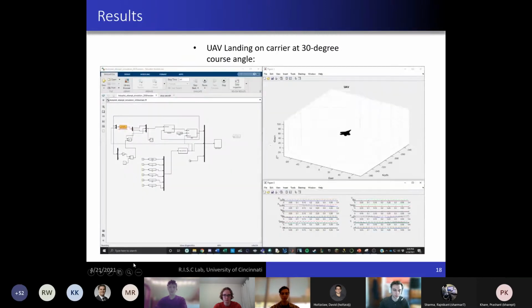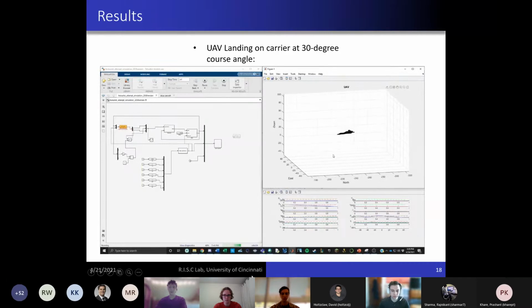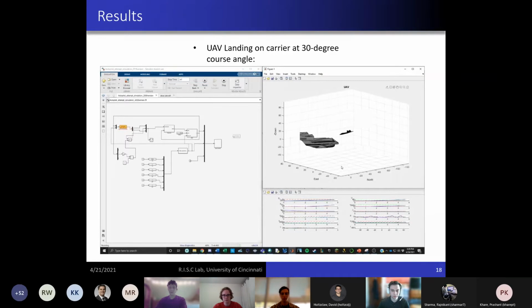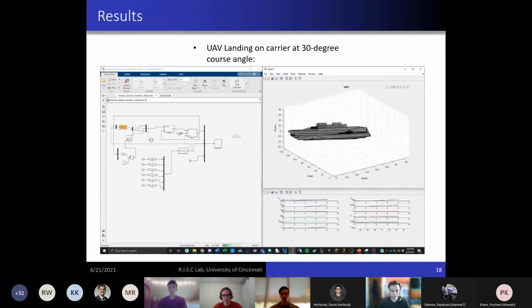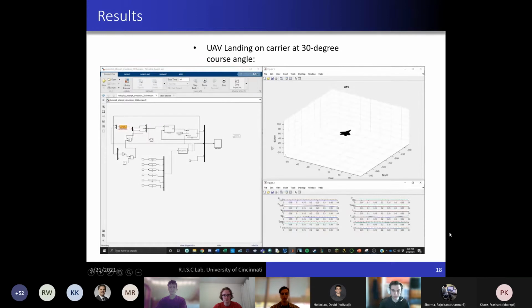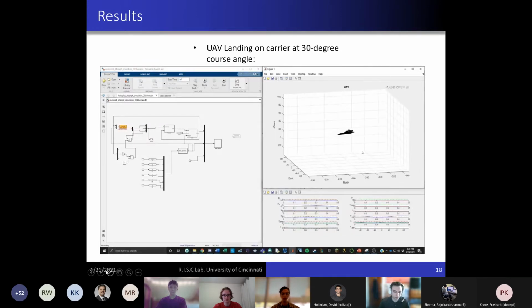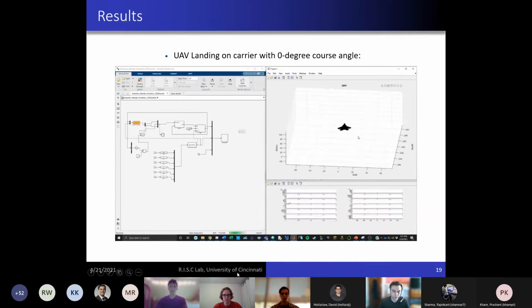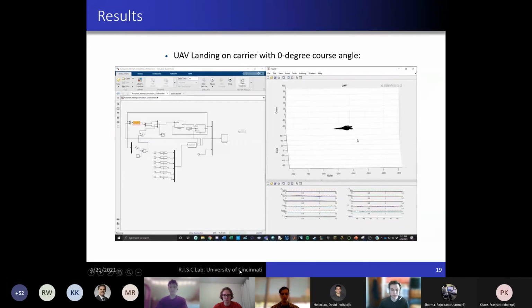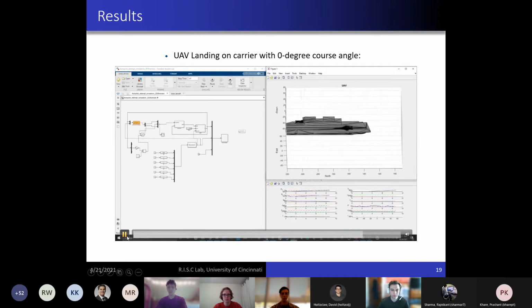Here are our results. This is a UAV landing on a carrier at a 30-degree course angle. There will be some stutter due to the size of our CAD files. Just right here at the end, you can see the boat stuttering just a tad. Now on to the next one. This is our UAV landing on the carrier with a 0-degree course angle. Again, a little stutter due to the sheer size of our CAD files.